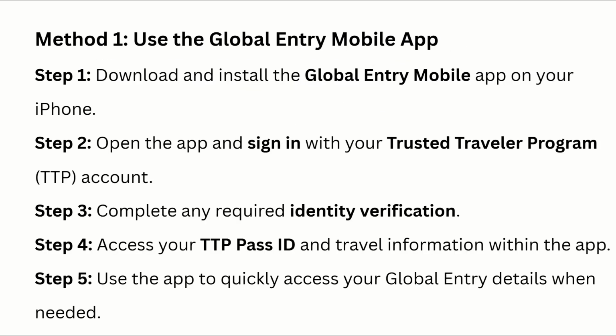Method 1. Use the Global Entry mobile app. Step 1. Download and install the Global Entry mobile app on your iPhone. Step 2. Open the app and sign in with your Trusted Traveler Program TTP account.